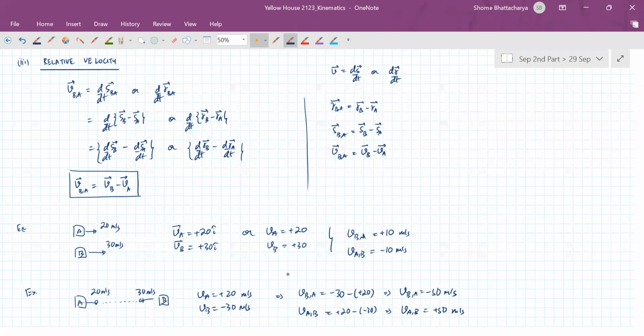Circular motion is also, in that sense, the first part of it is a continuation of kinematics, okay? Because it's another type of motion. Only difference is the path is circular.